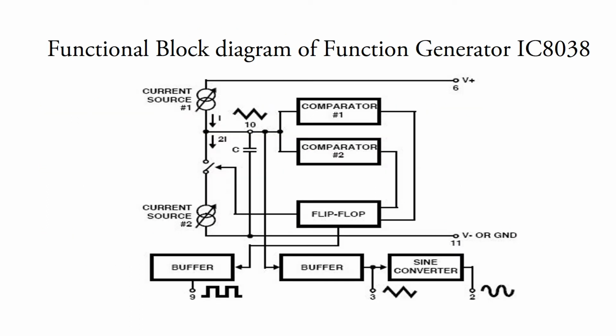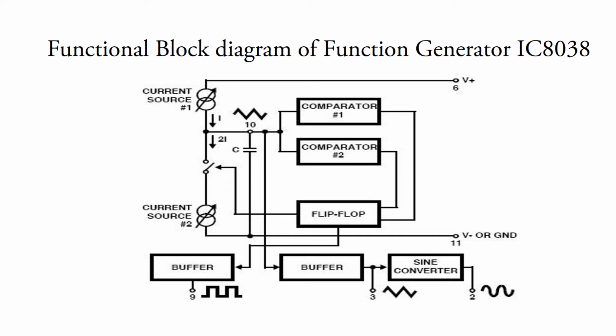So let's see the functional block diagram of function generator IC 8038. In this you can see 10, which implies pin number 10. IC pin number 10 has been connected with the capacitor. So this capacitor plays a major role. The charging and discharging time of the capacitor only generates the waveform, right?